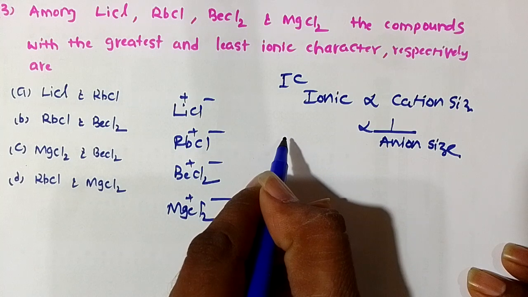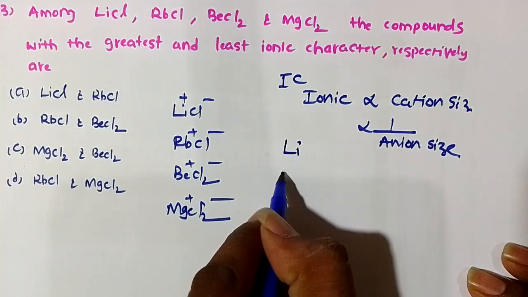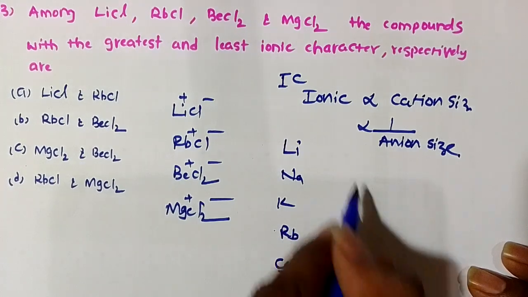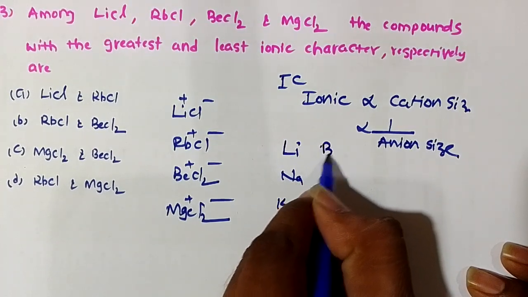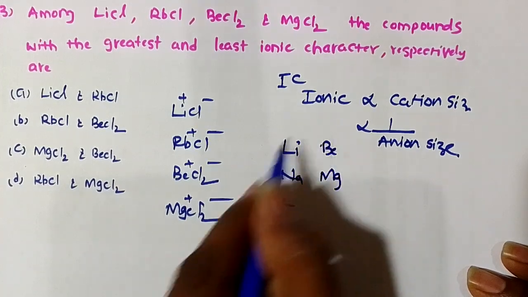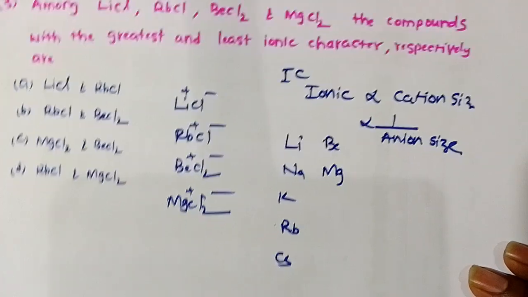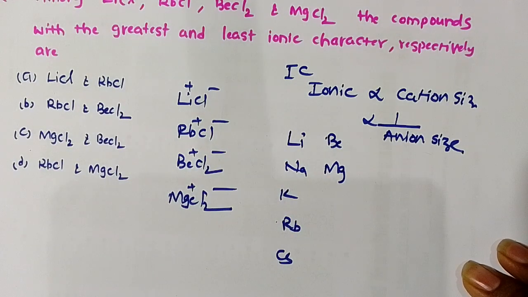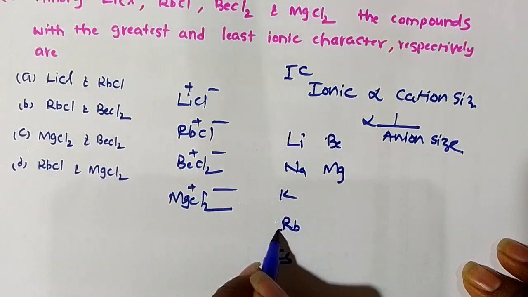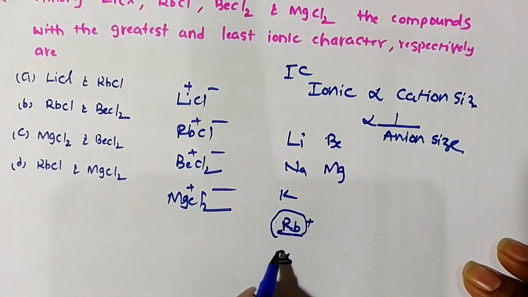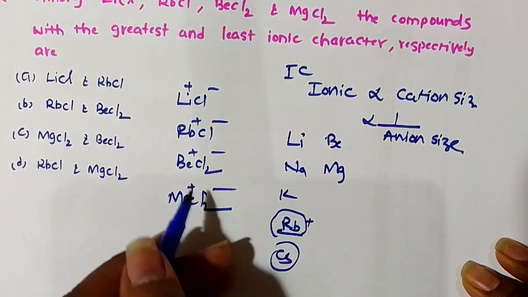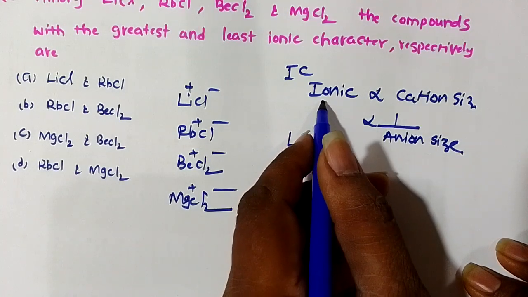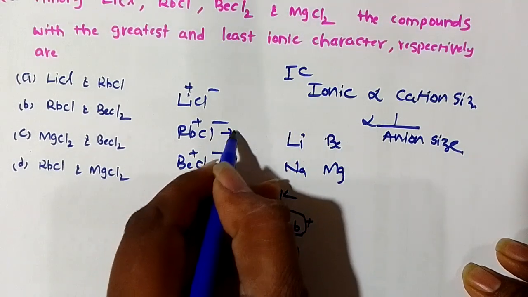Lithium, sodium, potassium, rubidium, cesium, and beryllium, magnesium. These are the positions in the periodic table. When we are moving from top to bottom, the size increases. Now in this, rubidium ion is the largest. Cesium is not given here. Rubidium is the larger size. That's why if the cation size is more, ionic character is more. Now RbCl is the most ionic character.